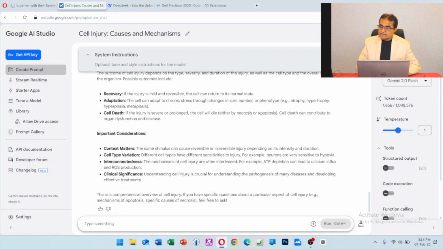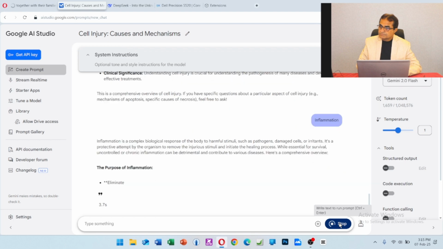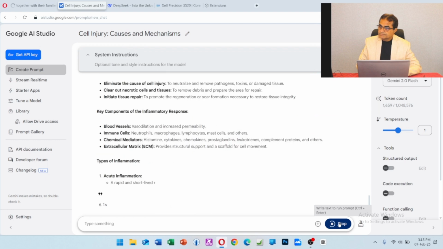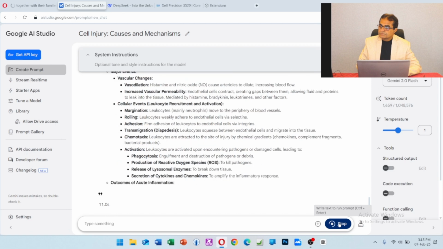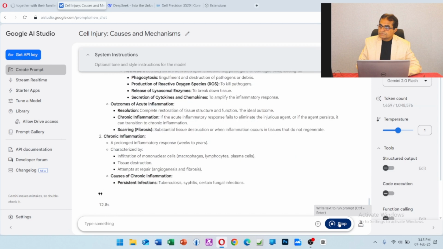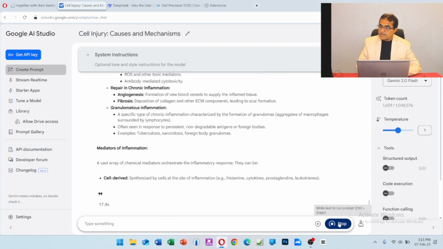Now let's type another term. So you see the speed on the same internet. It is quite fast.